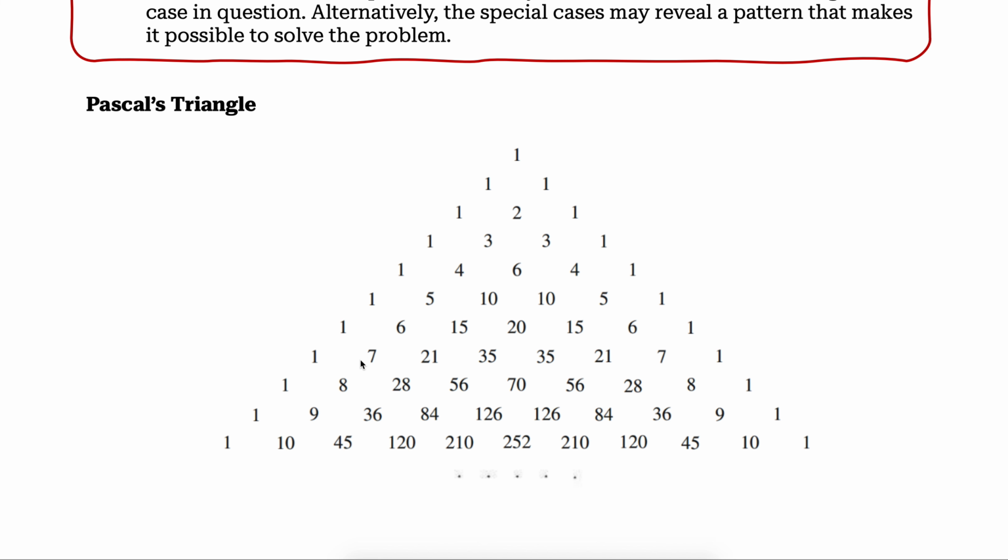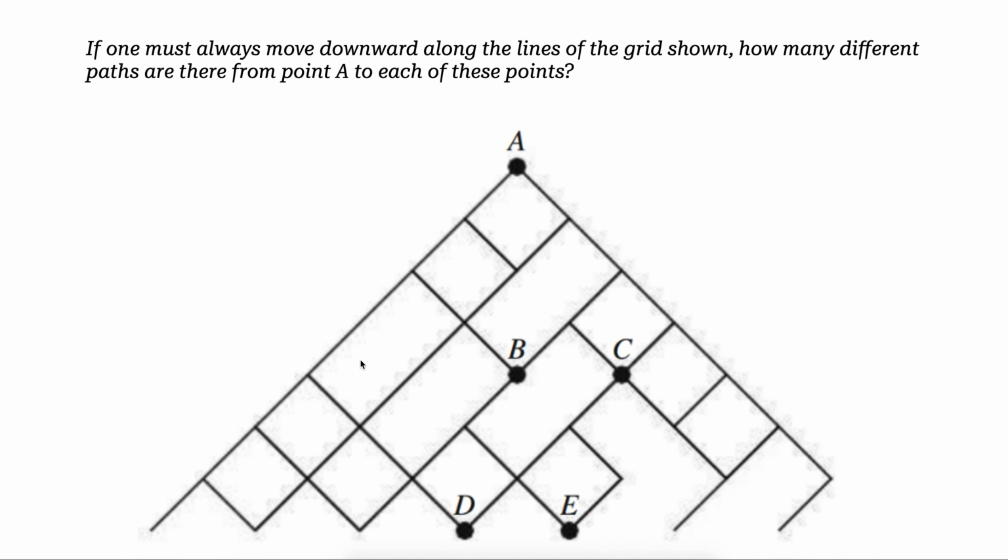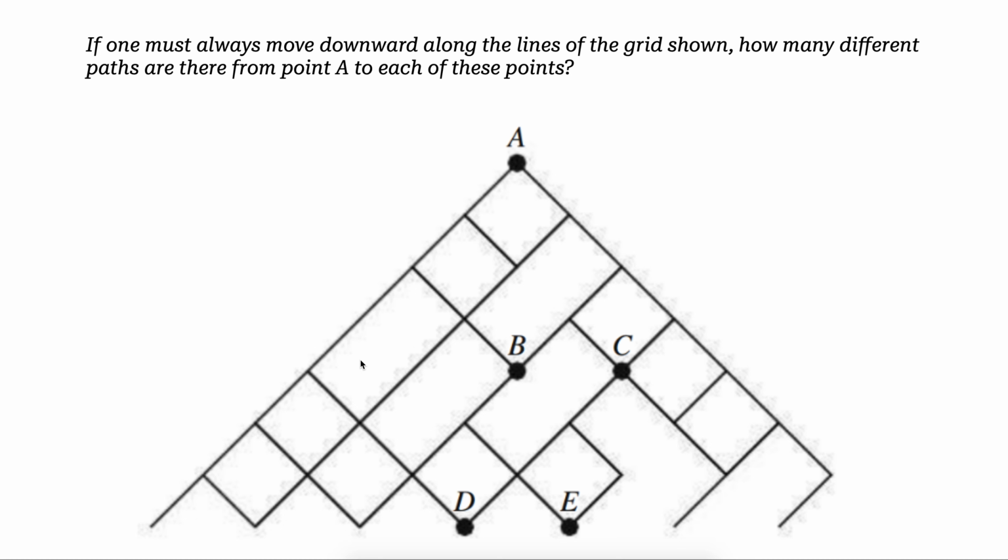So let's look at a special case. It says, if one must always move downward along the lines of this grid shown, how many different paths are there from point A to each of these points? So this is a variation of Pascal's triangle. We actually don't have quite as many intersections as you would have in Pascal's triangle.